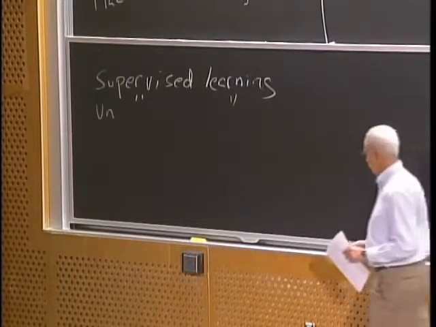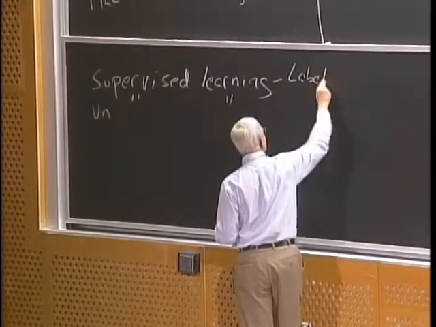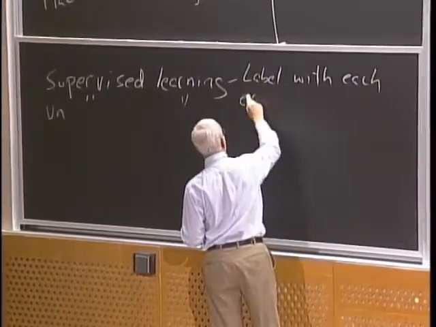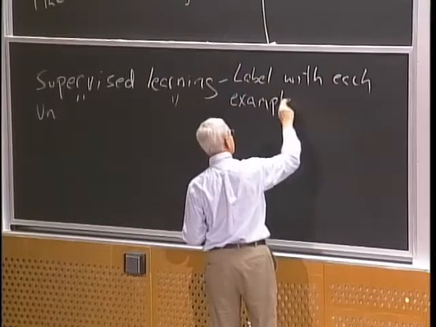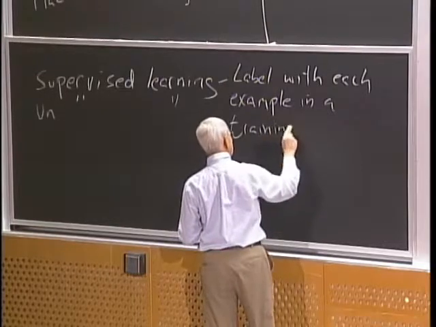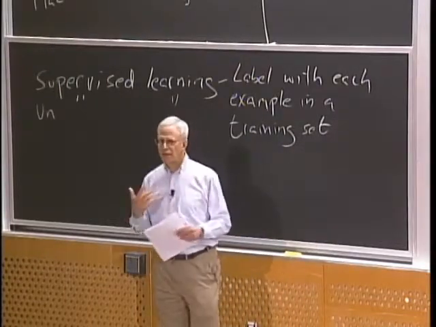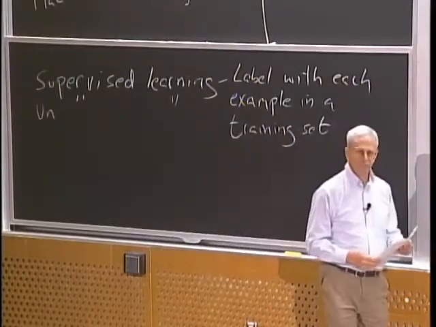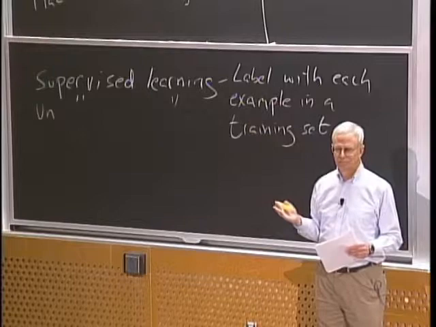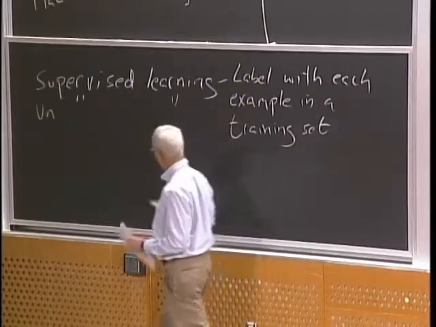In supervised learning, we associate a label with each example in a training set. So think of that as an answer to a query about an example. If the label is discrete, we typically call it a classification problem.